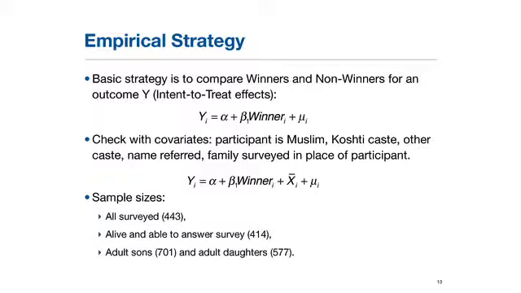But there are some questions that don't make sense to ask if the participant is no longer alive. So in some cases, the sample will be just the women who are still alive. And then we also have questions about kids. So we have right now 701 sons and 577 daughters of the original participants.